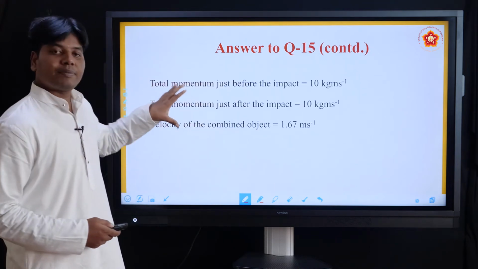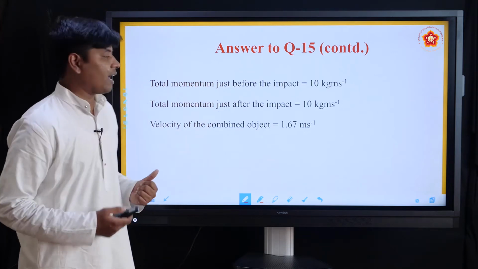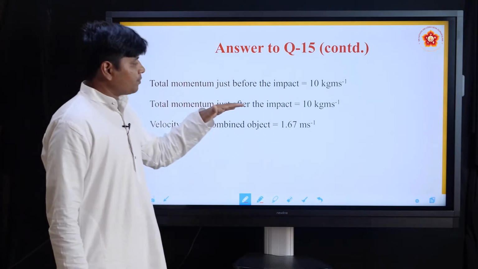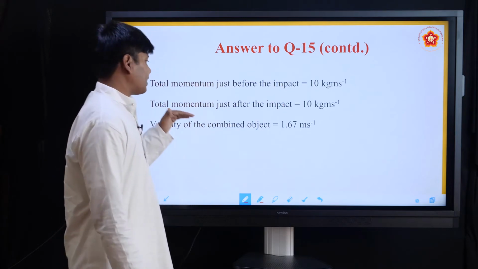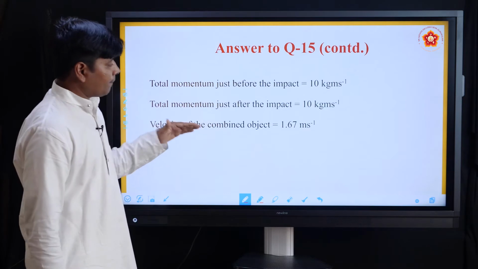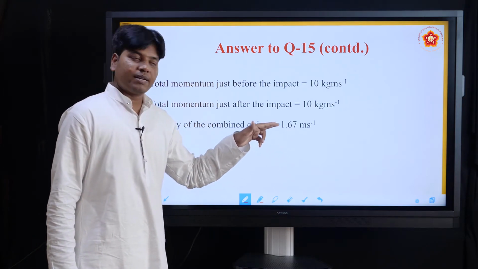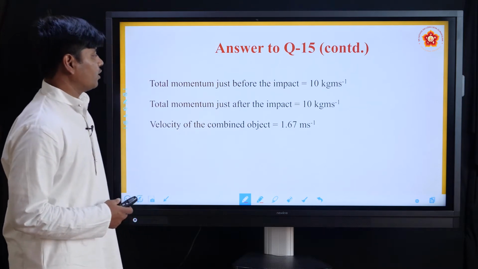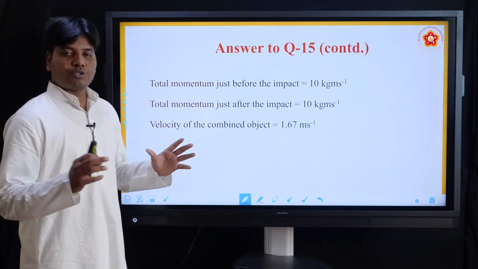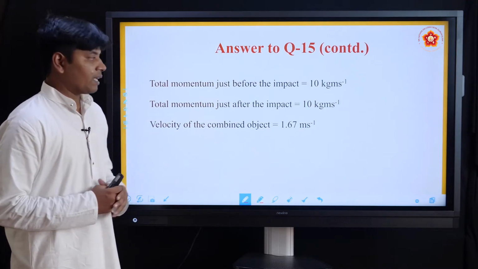So this is the summary of this problem which we have been asked. Total momentum just before the impact is 10 kg meter per second. After the impact, 10 kg meter per second, and velocity of the combined object turns out to be 1.67 meter per second. Alright. So this gives you the first question. This is the solution of your first question in this session.